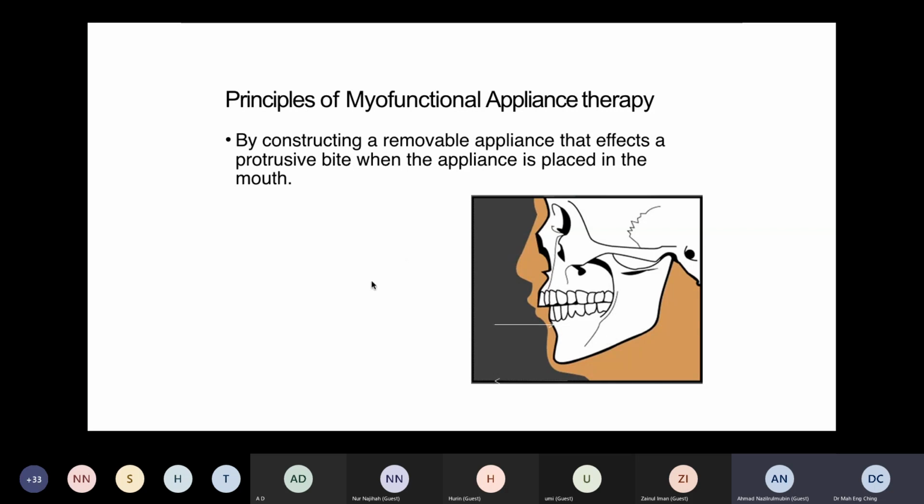But this is the old definition. With the new fixed functional appliance, it's similar, but it's a fixed appliance. It's not removable anymore. So this should be the old definition, but the new definition is the same, except it's a fixed appliance. The effect is the same: a protrusive bite when the appliance is placed in the mouth. Whether fixed or removable, all work the same.